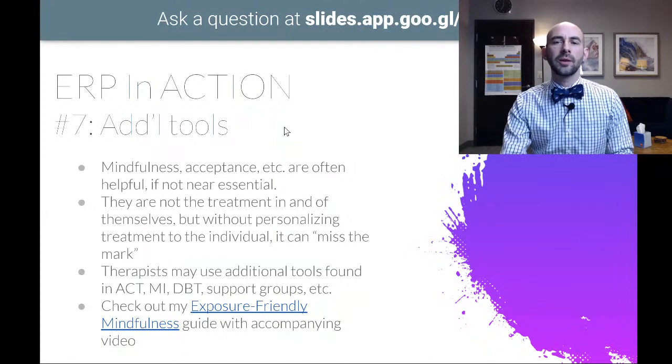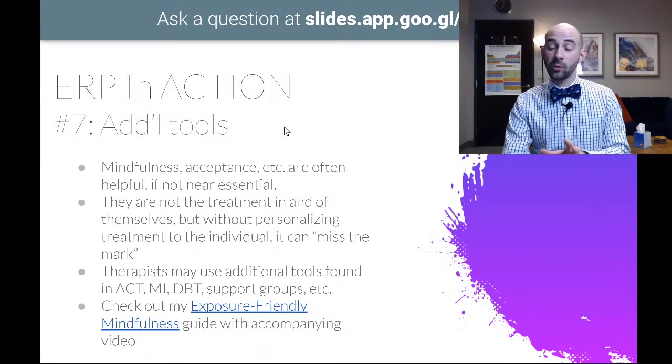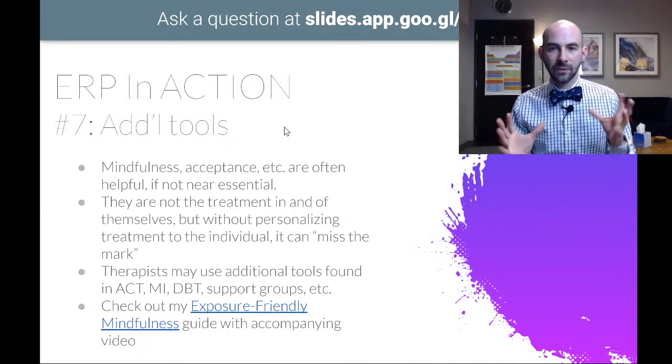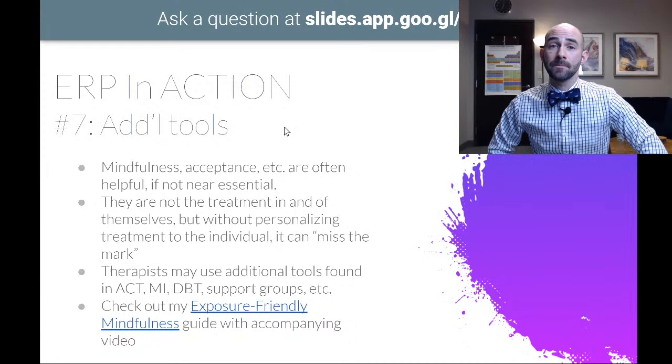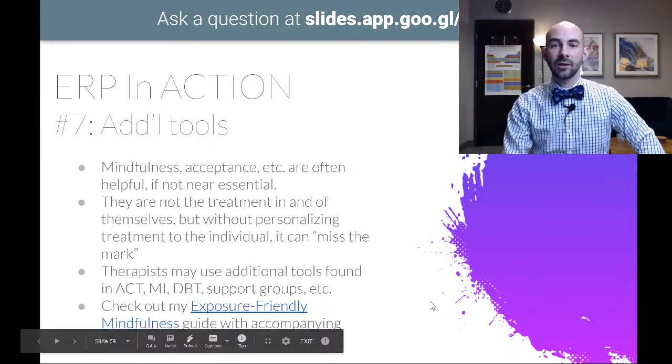So, ERP in action, we want to look at additional tools. We've got a few more to go here, and then I'm gonna run through some of the examples of how this might apply. The additional tools, those might be things like mindfulness, acceptance and commitment therapy, you'll see that down here. So ACT, motivational interviewing, DBT, etc.